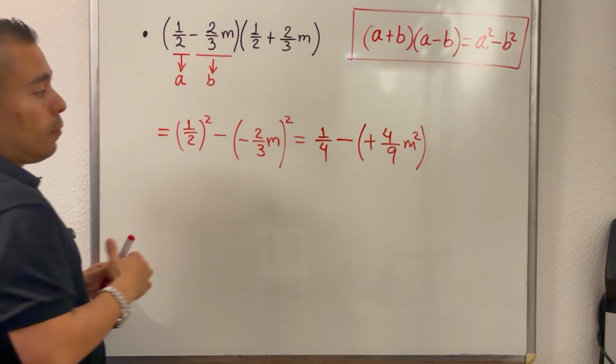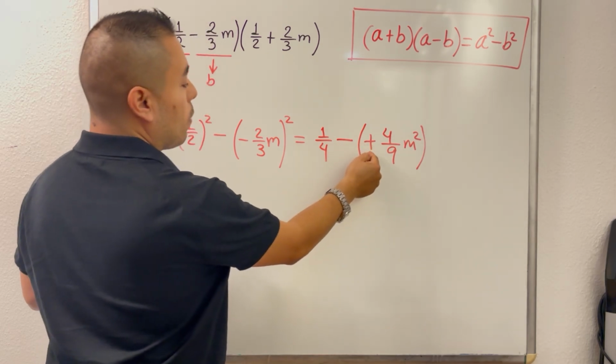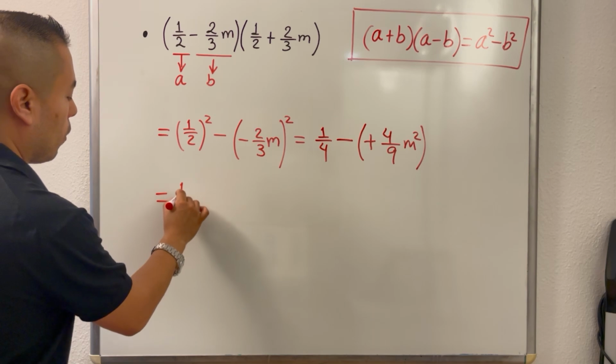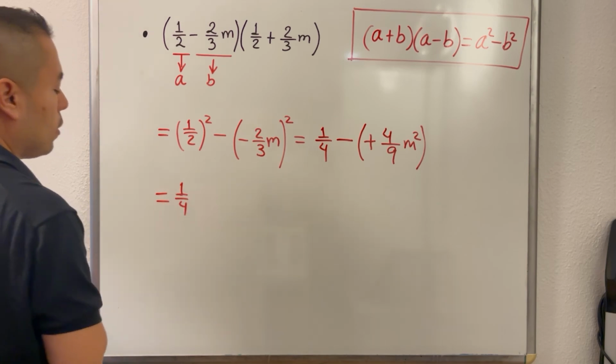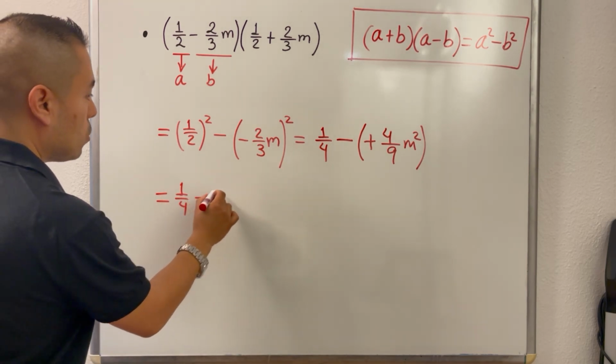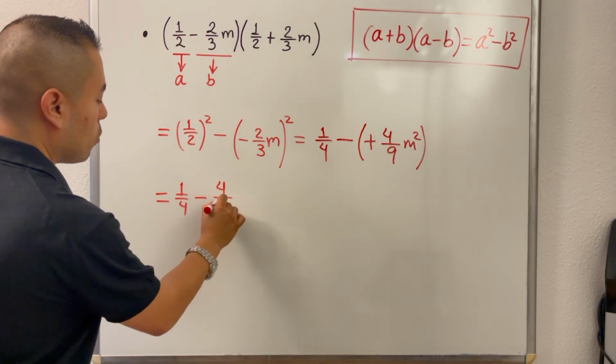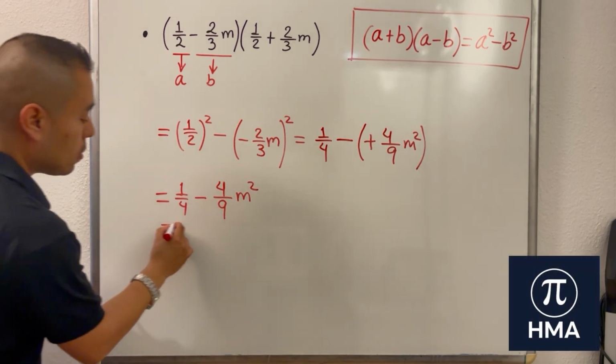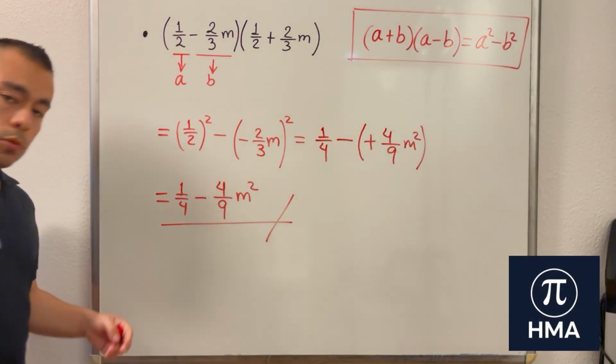Now, if you observe here, we have a negative that is multiplying a positive. This will end up in a negative sign. This will be 1 divided by 4 minus 4 between 9 m squared. And this will be the result.